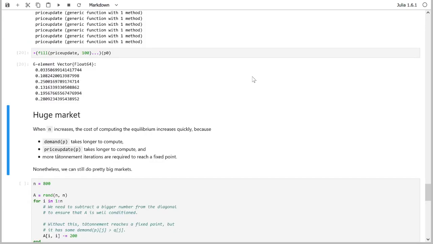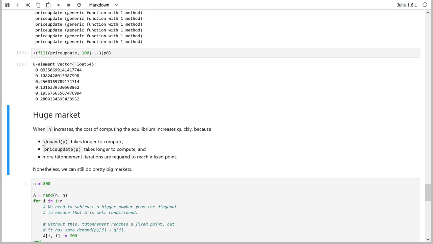All right, now that we know how to calculate the equilibrium, let's see what happens if we increase the number of goods in our market. So when n, the number of resources we're thinking about, increases, then the cost of computing the equilibrium obviously is going to have to increase. But this happens for three reasons.